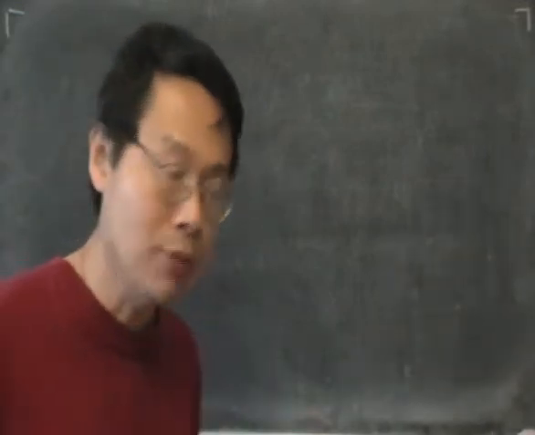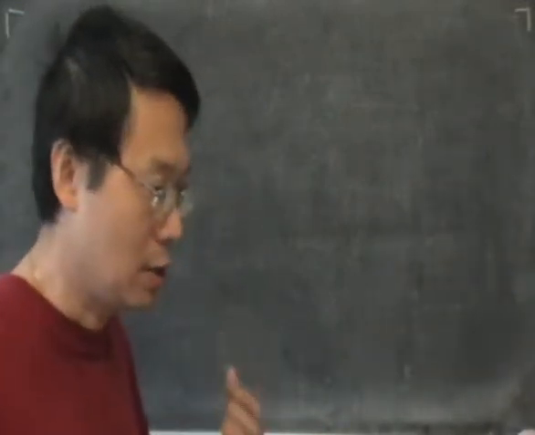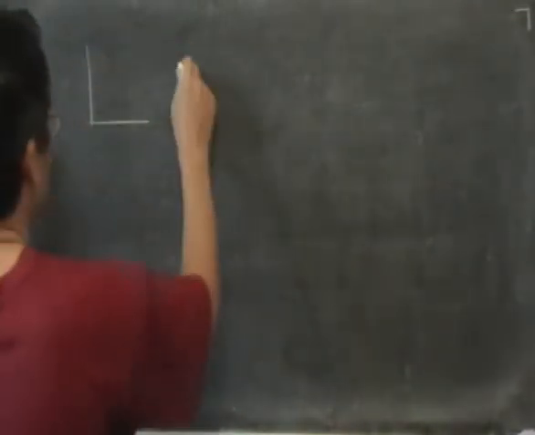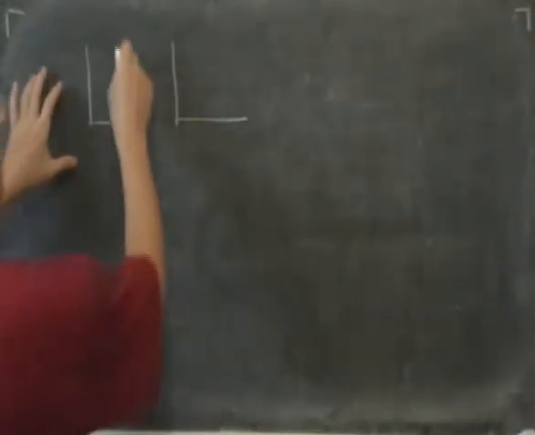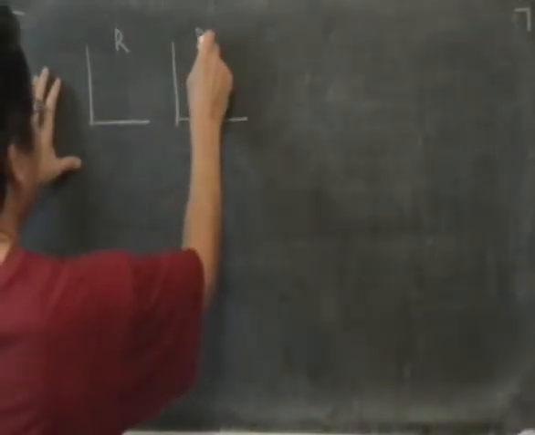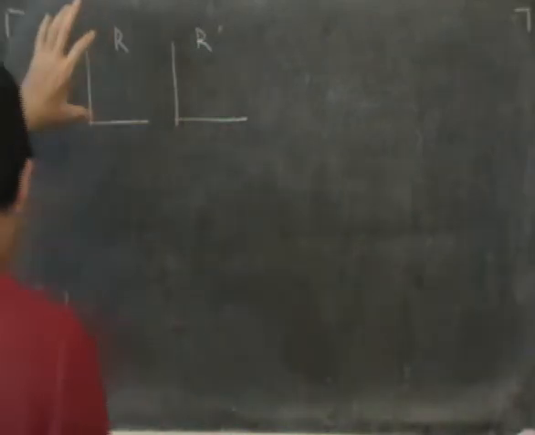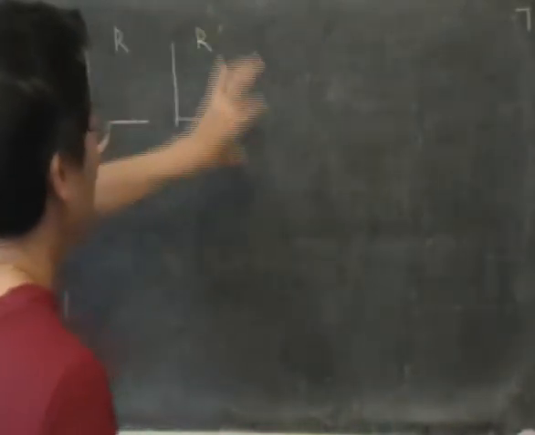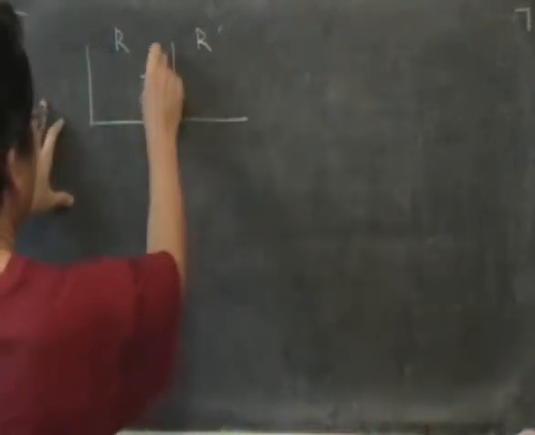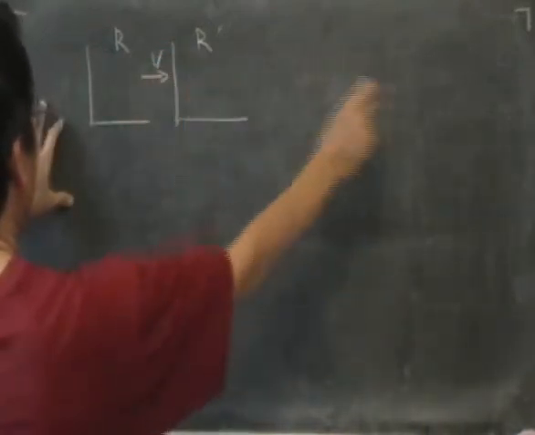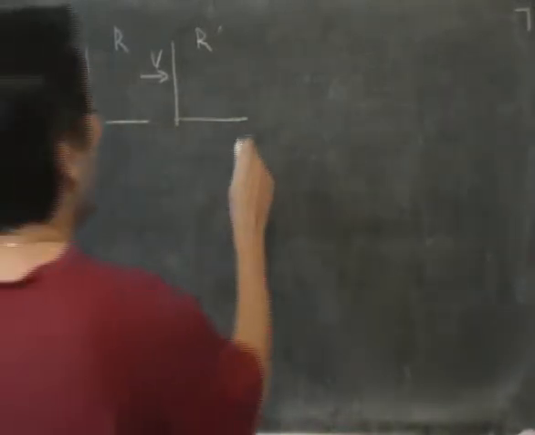Now we can derive length contraction and time dilation. So let's do that. I'll start with the two frames of reference again. That's R and that's R prime. So one observer here at rest in this frame, another observer at rest in that frame, and this frame moving with velocity v to the right relative to this frame.